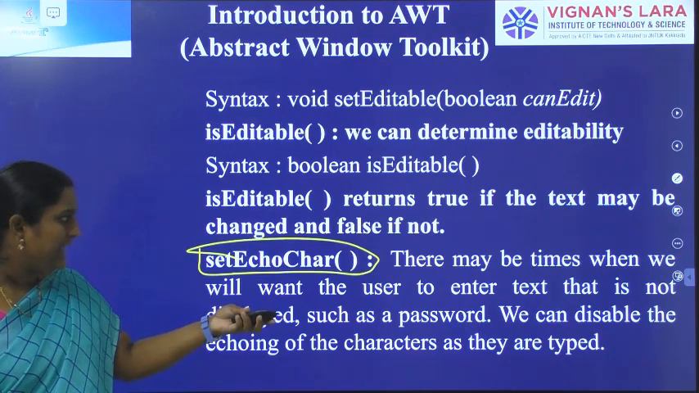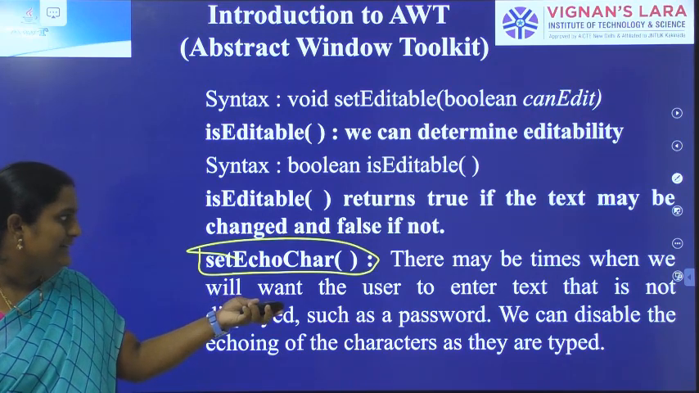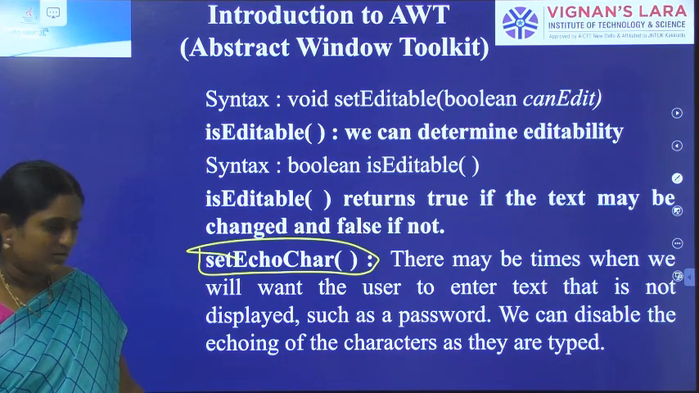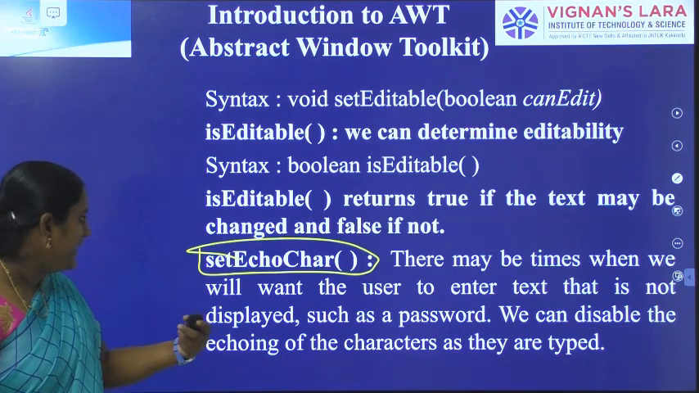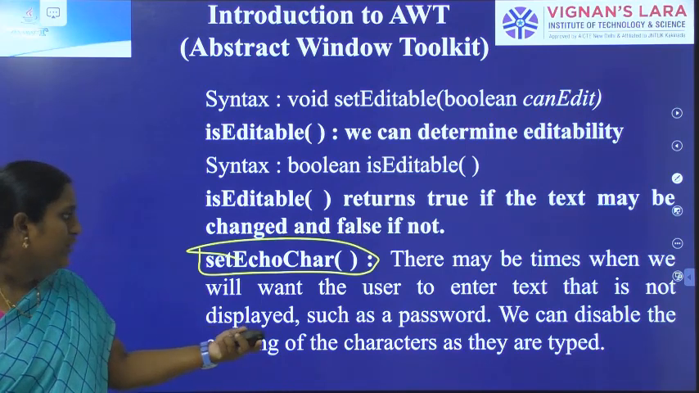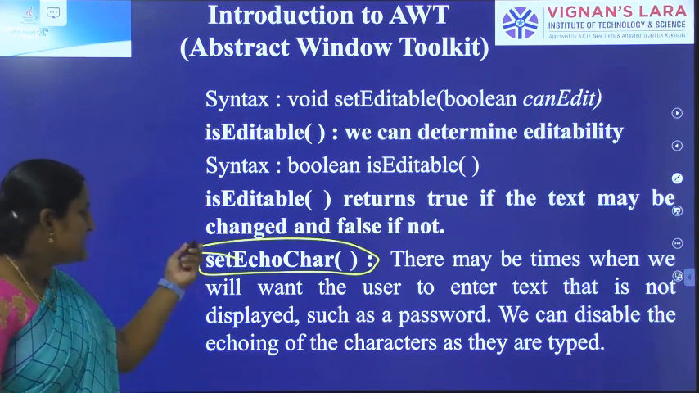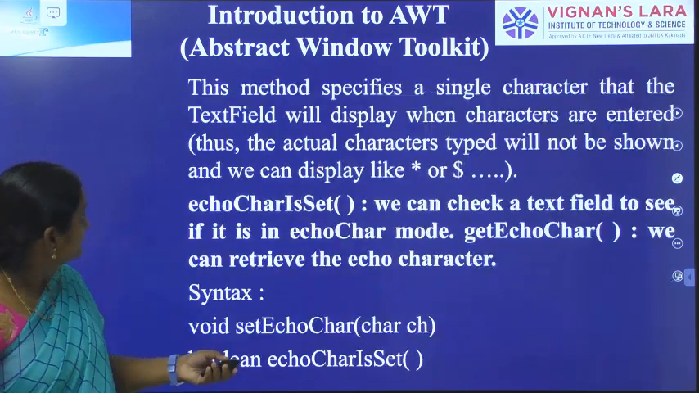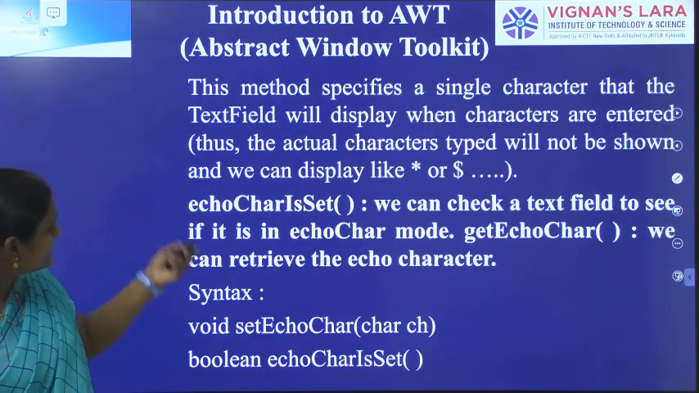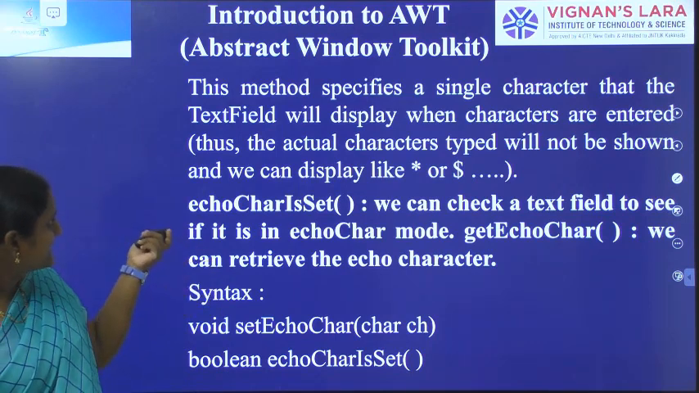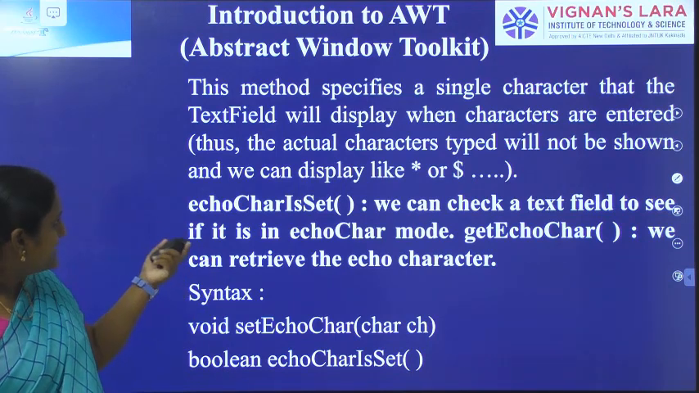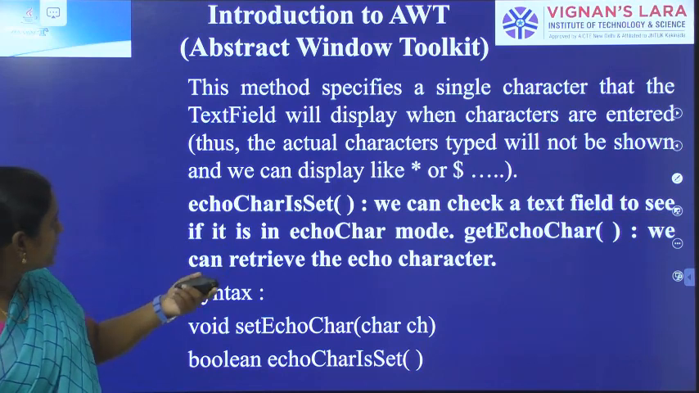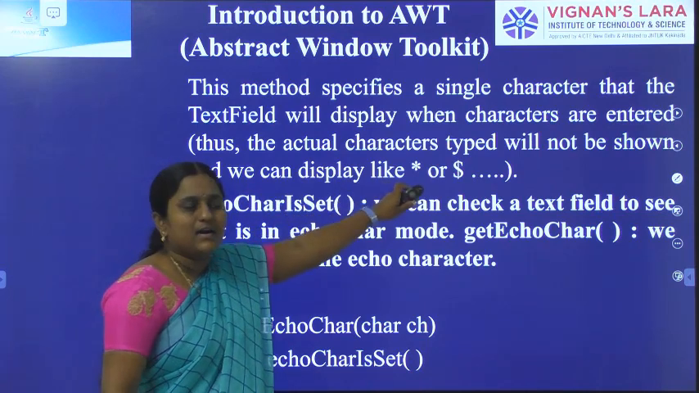So there may be times when we want the text the user enters not to be displayed, like passwords. We can disable echoing of the characters. We can use the setEchoChar method. This method also defines a single character that the text field will display as characters are entered. The actual characters typed will not be shown, and we can display something like a star or dollar.